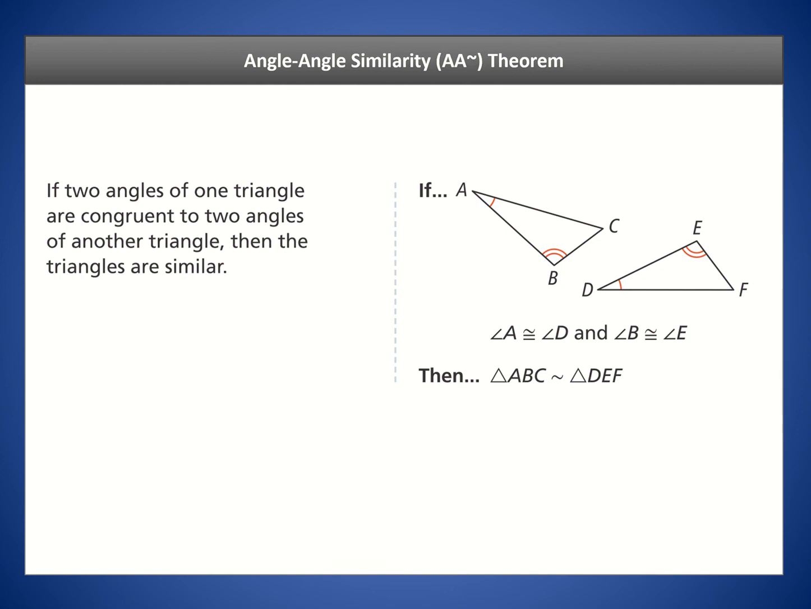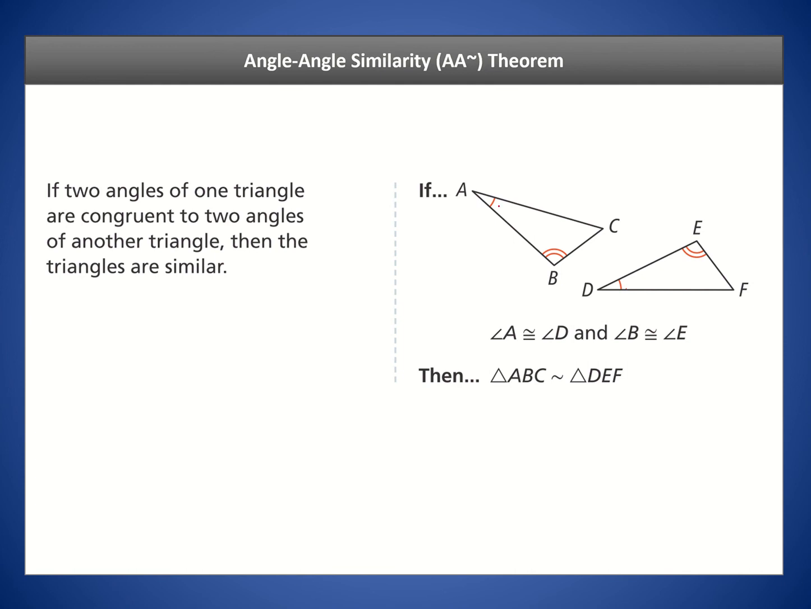Now the first one is angle-angle similarity. If two angles of one triangle are congruent to two angles of another triangle, then the triangles are similar. So you can see that angle A is congruent to angle D, angle B is congruent to angle E. Now remember that one of the definitions of what it means to be similar is that the sides are proportional, but also that the angles are congruent in both the pre-image and the image.